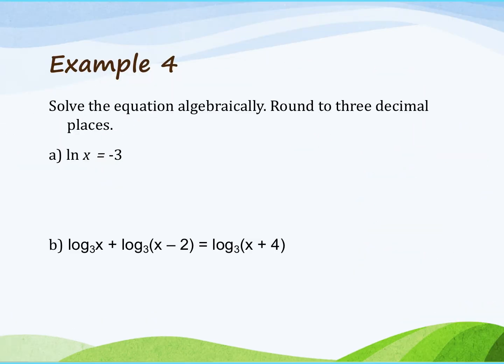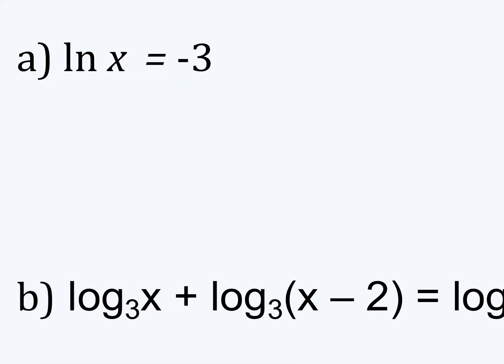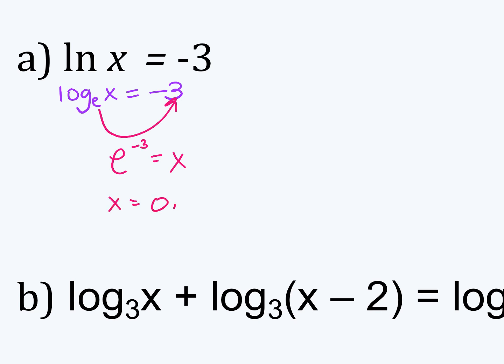Example 4, solve the equation algebraically, round to 3 decimal places. So look at A. What do we have? Good. Log base e of x equals -3. One log. E's going to come over and pick up the -3. And then e to the -3 is 0.497. Wait, 0.0497. So the 7 rounds up the 9, the 9 rounds up the 4. You don't need that last 0, okay? But you can also put it.